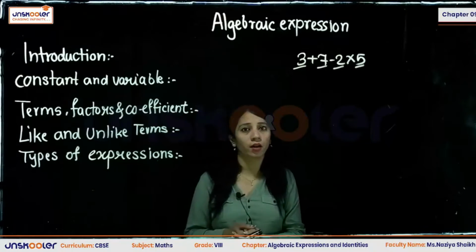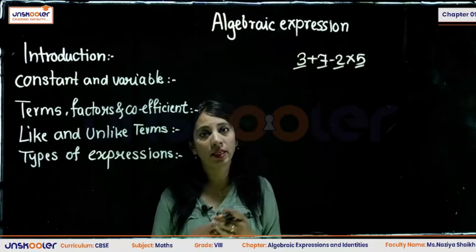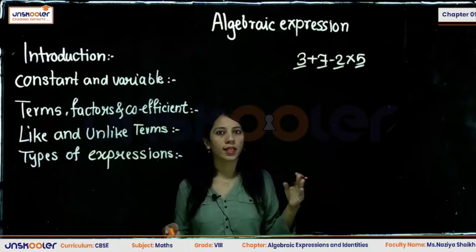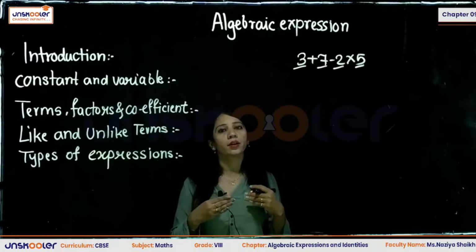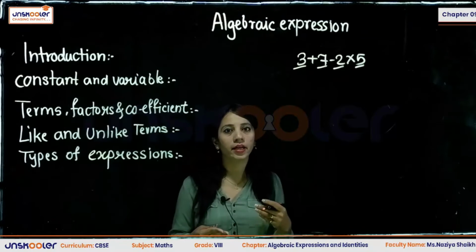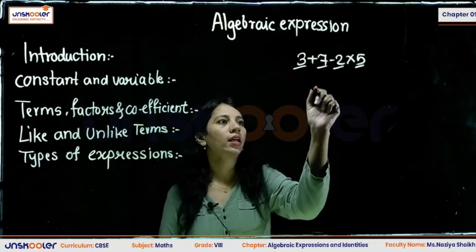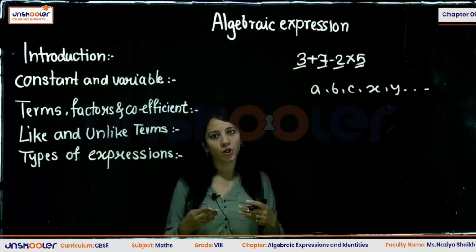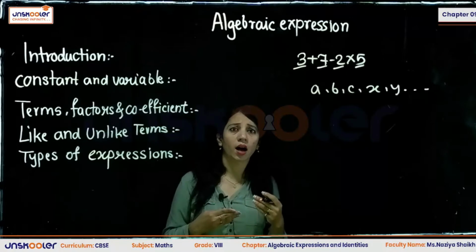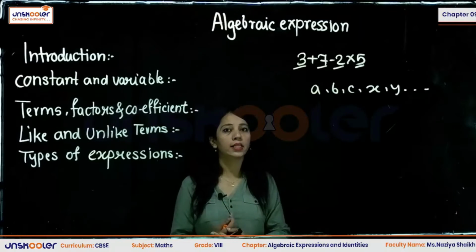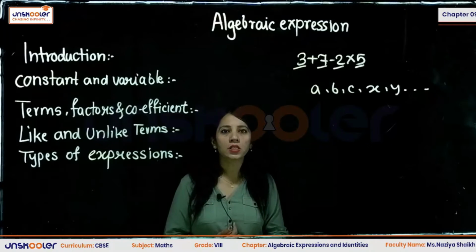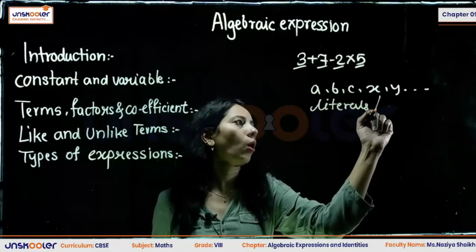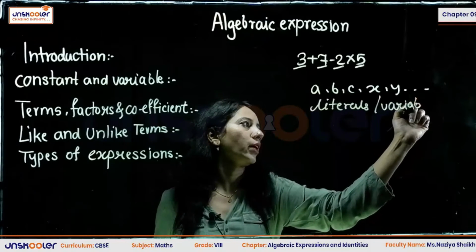When I say algebra, now algebra is a branch of mathematics which deals with symbols, right? So in generalized term, you can say that in algebra, numbers are represented by letters, right? English letters like A, B, C, X, Y, and so on. So in algebra, the numbers are represented by letters, and these letters are called as literals or variables.